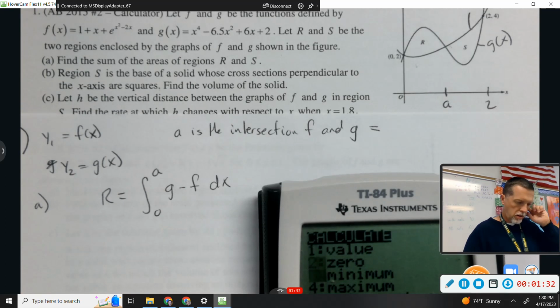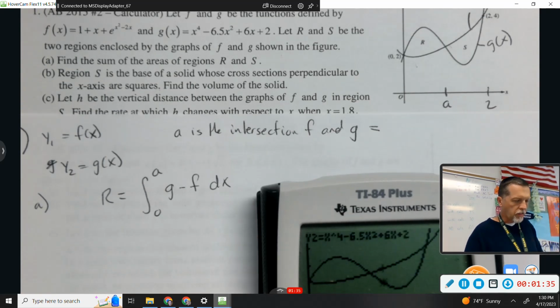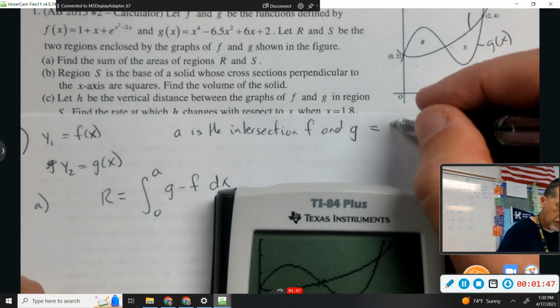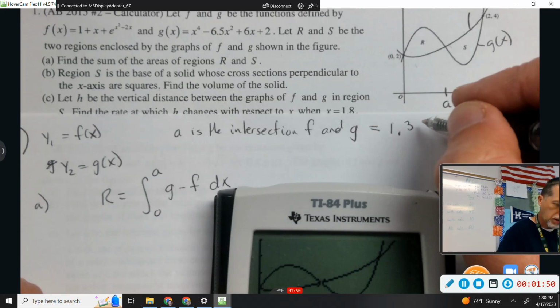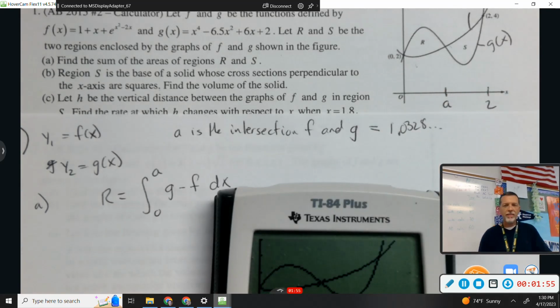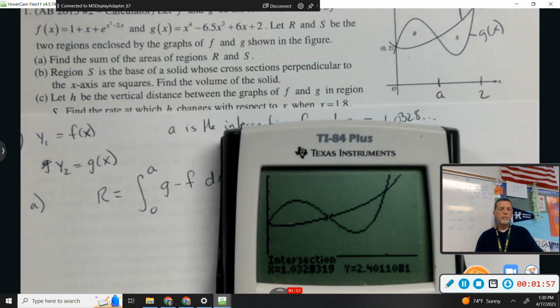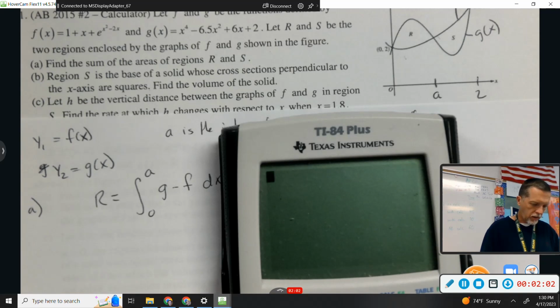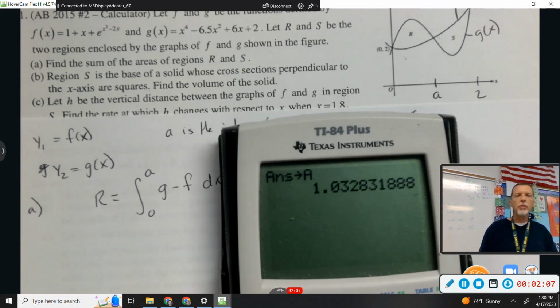Second calc, intersection, first curve, second curve. It's not 1. Close enough to trick you into thinking it's 1, but far enough away to get the wrong answer if you just use 1. It's 1.0328. But I'm going to store that as A, because I bet we have to use it again. So exit, store as A, 1.0328. Yeah, so we're good.